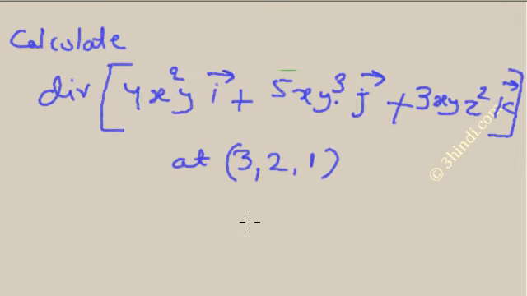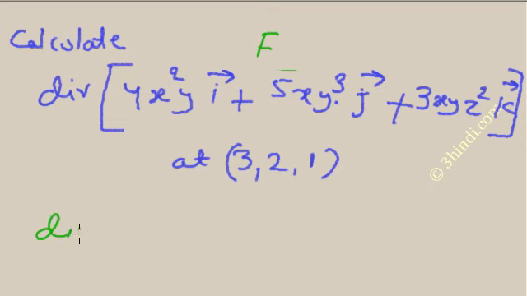Here is an example of a function where you require to find the divergence of that function. Suppose this is a function f, where the coefficient of i is 4x square y, the coefficient of j is 5xy cube, and the coefficient of k is 3xyz square, and you are required to find out the divergence of f.